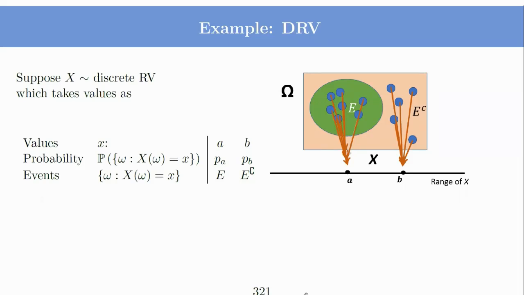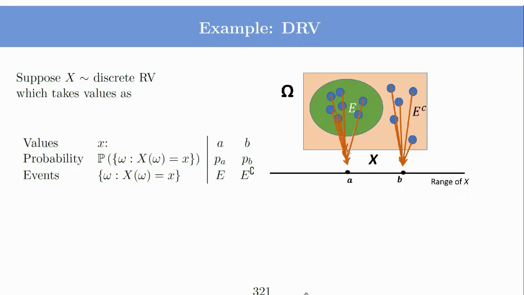So this section deals with how we compute the distribution of these functions of random variables, or we can call it what will happen when you transform a random variable. So we will start with one example of a discrete random variable. Suppose X is a discrete random variable which only takes two values, A and B.